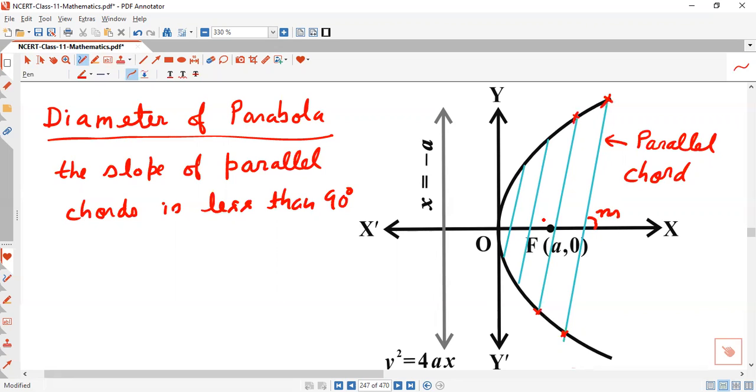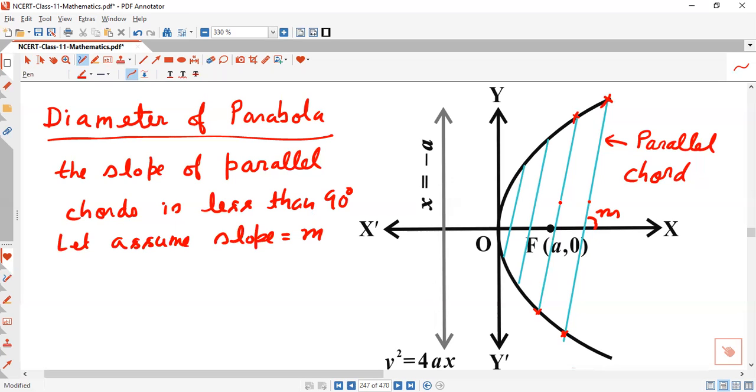Let us assume the slope is small m. All right. Now I take the midpoint of these lines. So this midpoint will come out above the x-axis because the slope is less than 90 degrees. If the slope is equal to 90 degrees, the midpoint will come on the x-axis. If the slope is more than 90 degrees but less than 180 degrees, then the midpoint will come below the x-axis. So I say the midpoint is coming somewhere here.